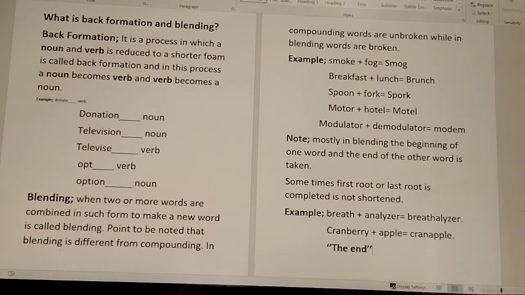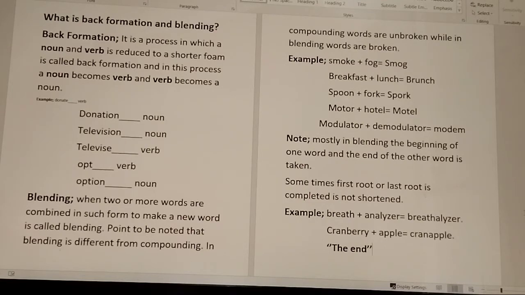The same with rider. Rider is a noun, now it became a verb, ride. Swimmer. Swimmer is a noun, it became swim, a verb. The same with creator, noun, create, verb. So these are all examples of back formation.